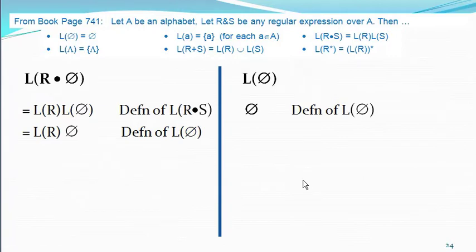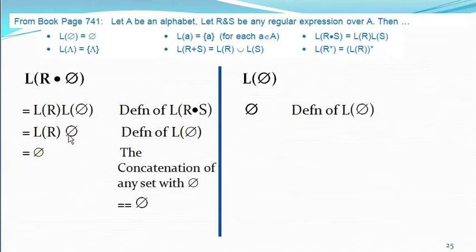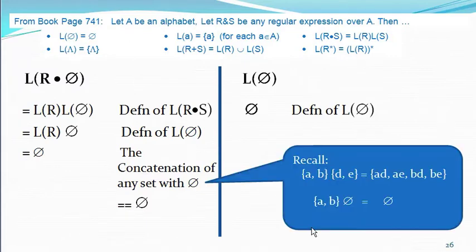Okay, and where next? Well, if we look at this as though we're sort of in set land, right? I have two sets here. I have the language of R as one set. I don't know what's in there. And I have the empty set. And I know that if I concatenate the empty set with anything, I get the empty set. So I can just say this equals the empty set. And so now I've got everything that I need, but I still need to lay it out beautifully.